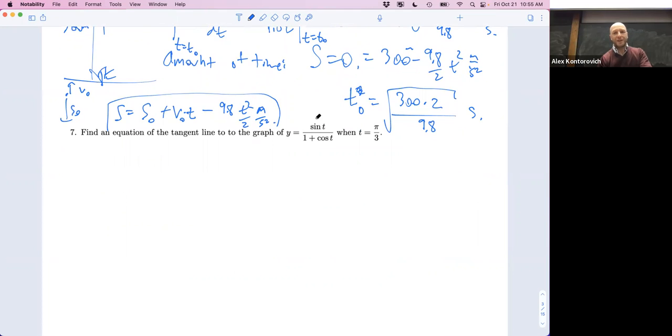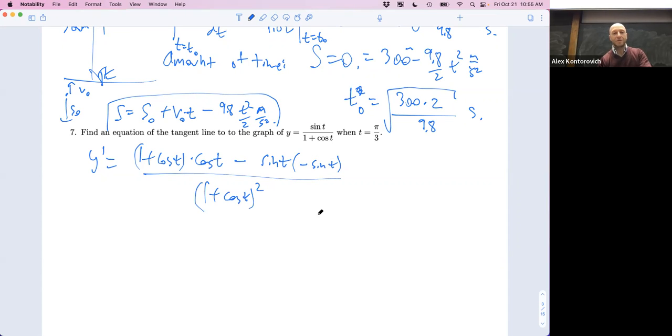Fine. Equation of the tangent line, I need to differentiate y prime. I have a quotient, so I'll use the quotient rule. Bottom times derivative of the top, which is cosine of t, minus the top, sine of t, times derivative of the bottom, which is minus sine of t, all over bottom squared, 1 plus cosine of t squared. That's the derivative. I want to know what's going on at t equals pi over 3.